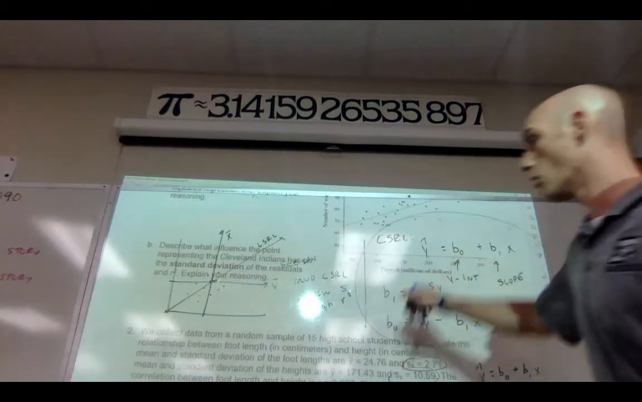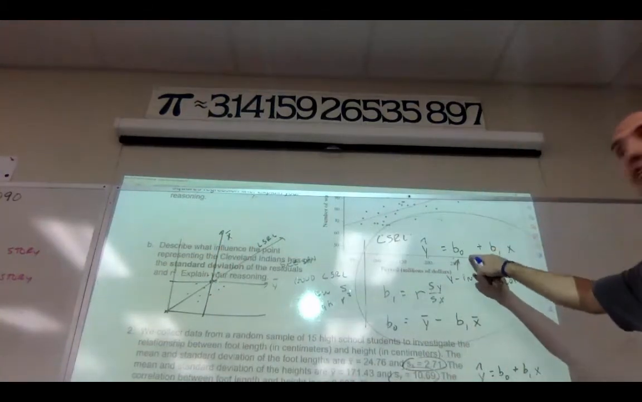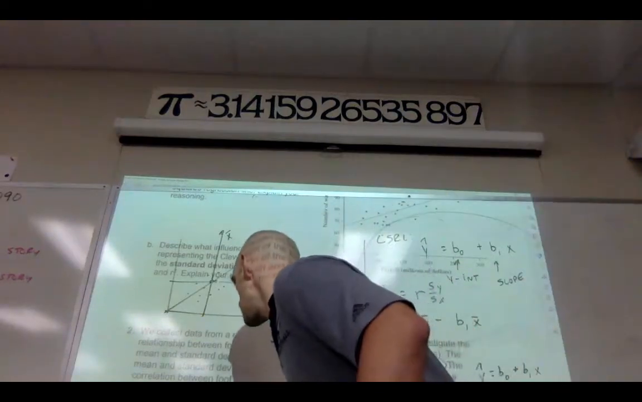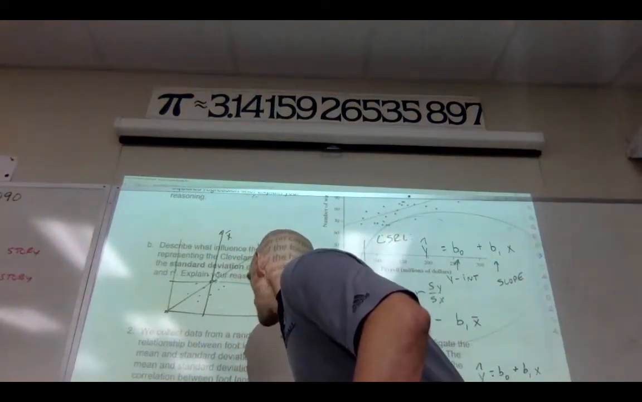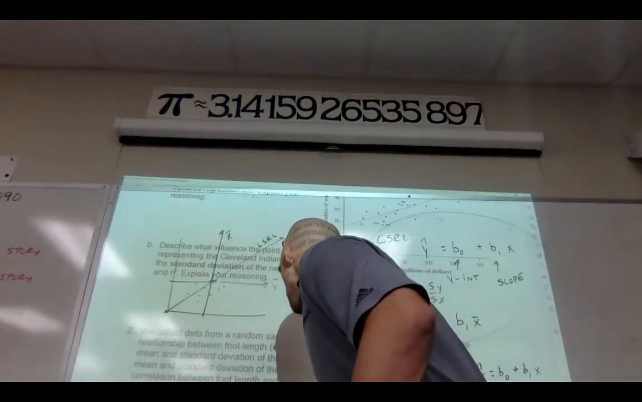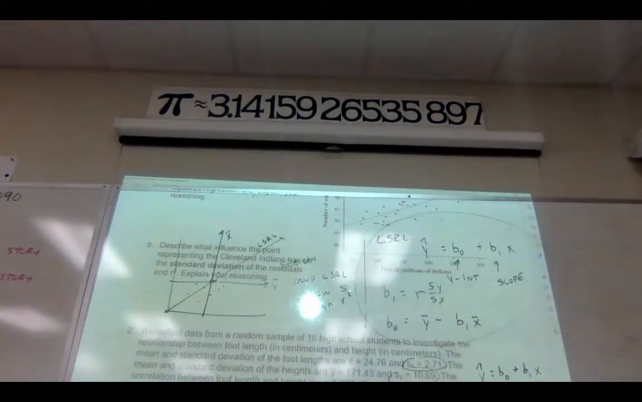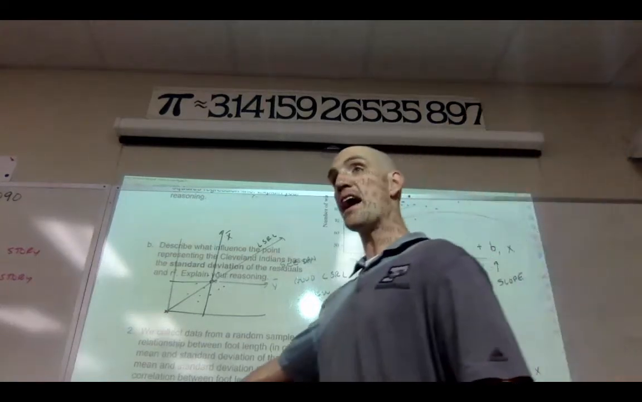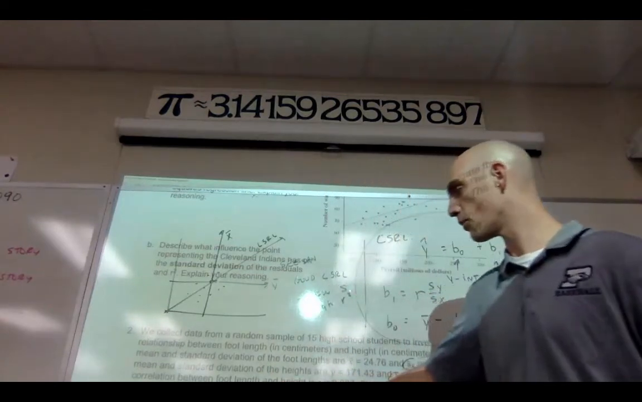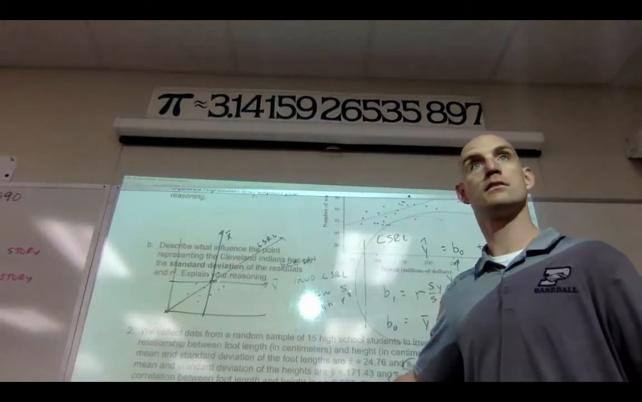Your answer is y hat, the predicted y value. You have to put all the pieces together. Y hat is equal to 103.34 plus b sub 1, which is 2.75, times x. Do you have to do the context for it? No, not for this, but you could. So predicted height is 103.34 plus 2.75 times foot length.